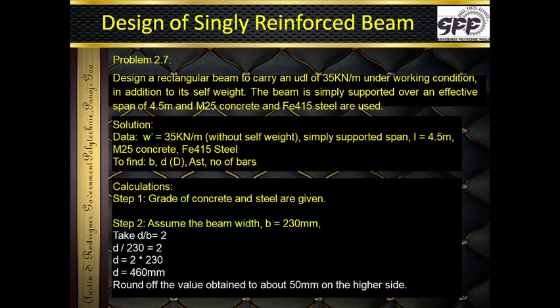Design a rectangular beam to carry UDL of 35 kilonewton per meter under working condition. So the service condition or the working condition has been given, and it has been told that this load does not consider the self weight. So normal working condition load is 35 kilonewton per meter and the self weight is not considered. The beam is a simply supported beam. It has an effective span which has been already calculated and given to us as 4.5 meters. The grade of concrete and steel are also provided to us, so that is M25 concrete and Fe415 steel.